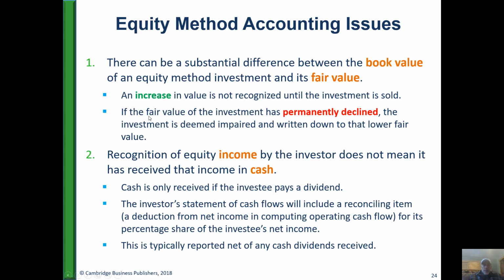And then, if the fair value of the investment has permanently declined, the investment is deemed impaired and written down to that lower fair value. So it's common to see assets appreciate and that appreciation not be reflected by a mark-to-market adjustment, but it's less common to see assets depreciate and have that go unrecognized, because that's more scrutinized by FASB, and there are rules to record that impairment.